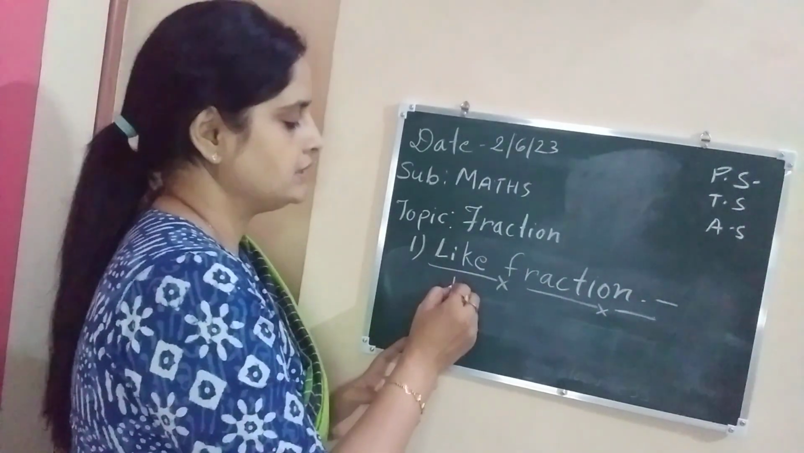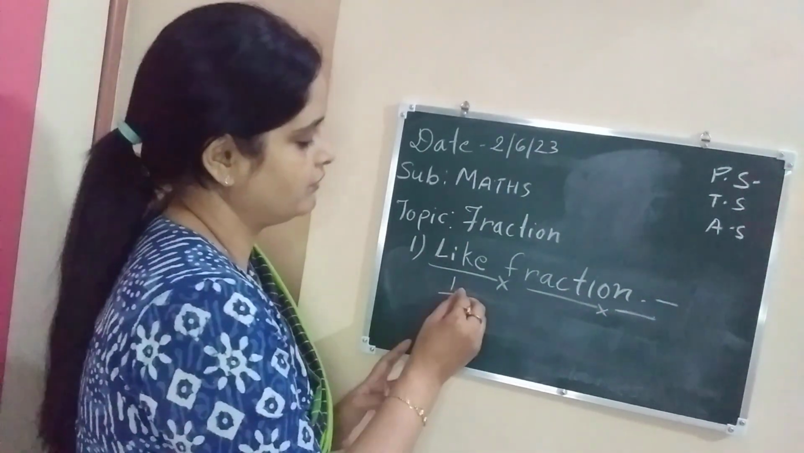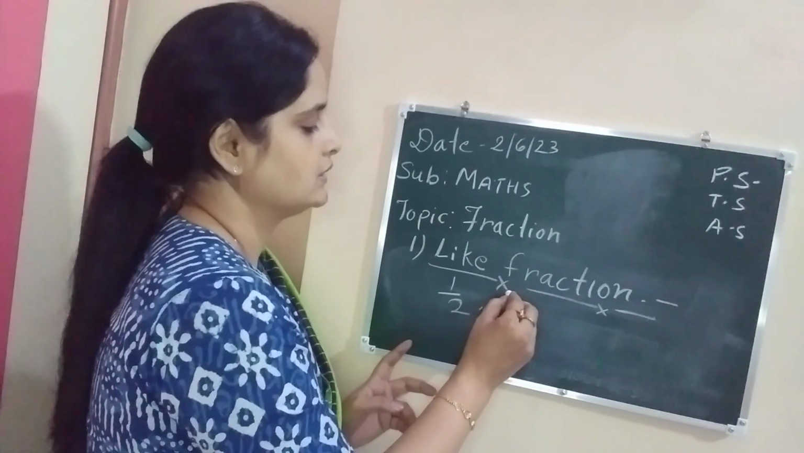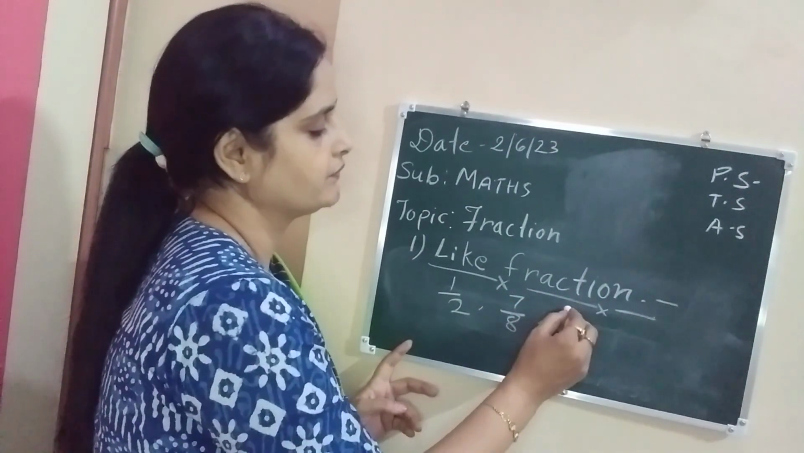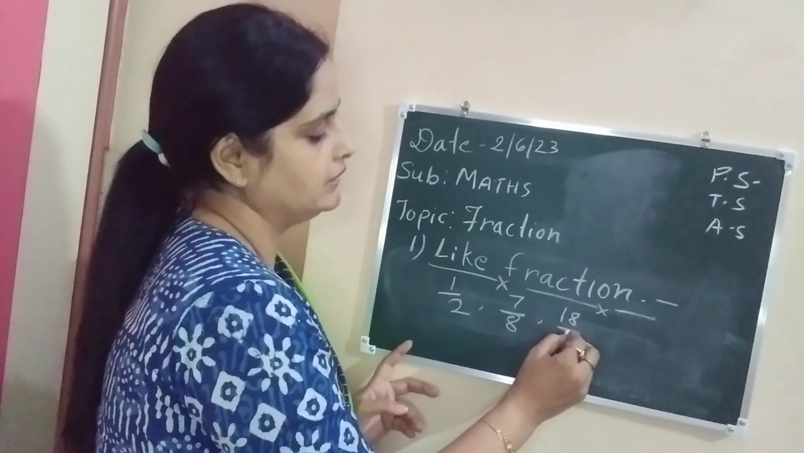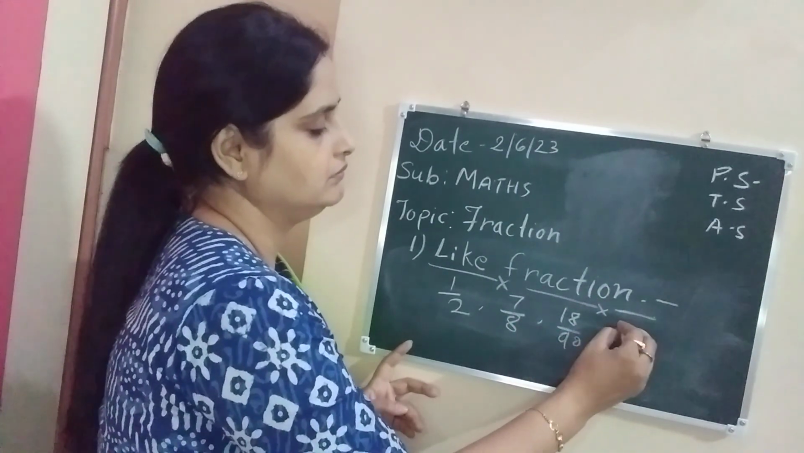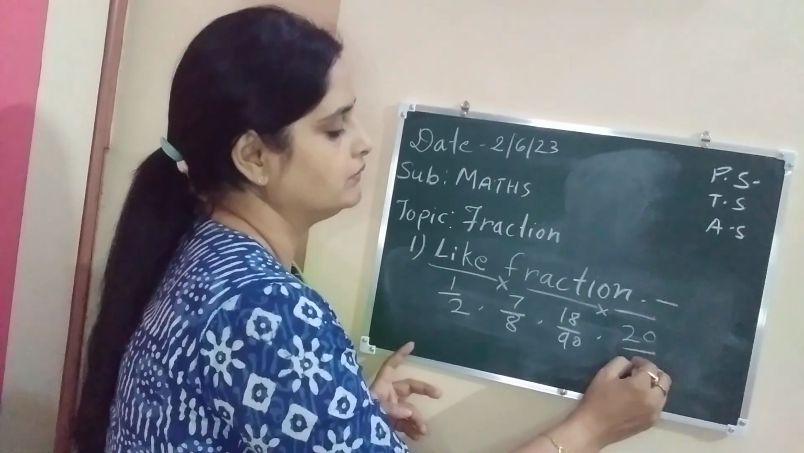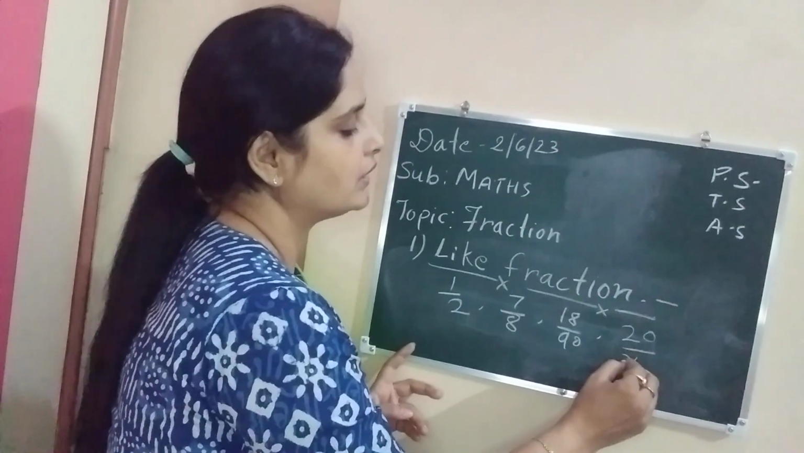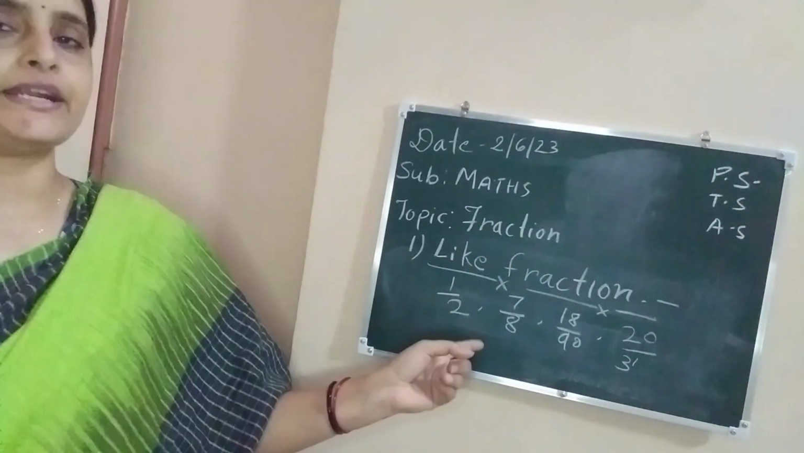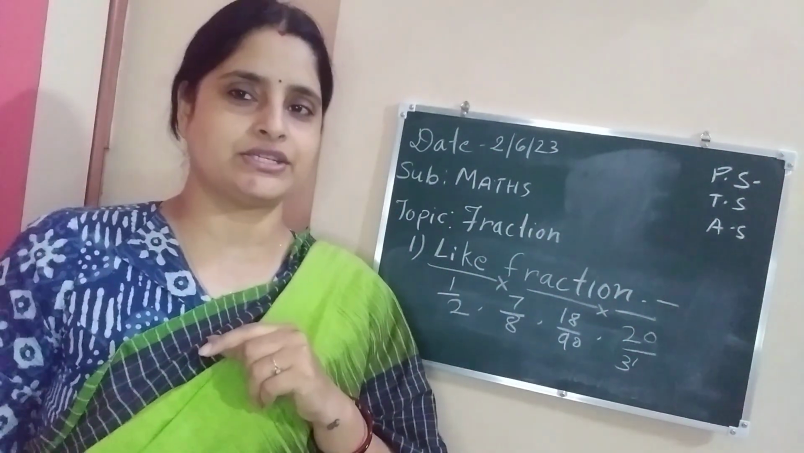Take an example. Yes, Rohan, you tell. 1 by 2, very nice. 7 by 8. 18 by 19, very nice. 20 upon 31, very good. So these are examples of the like fraction.